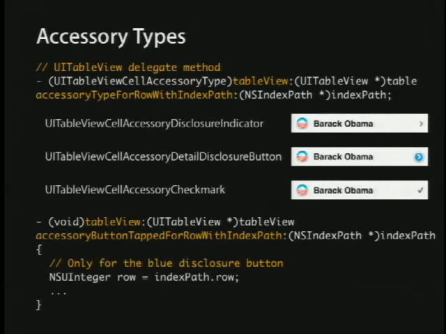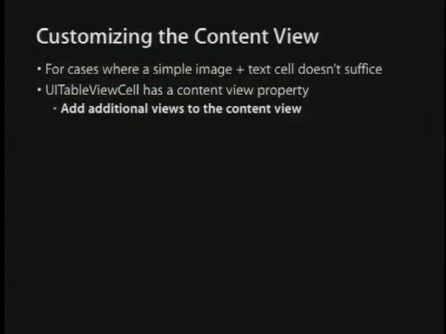And finally, we've got UITableViewCellAccessoryCheckmark, which gives you the check mark. It basically lets the user pick one out of a list of things in their table view. And I think we're just about done here. So let's just go real quick.